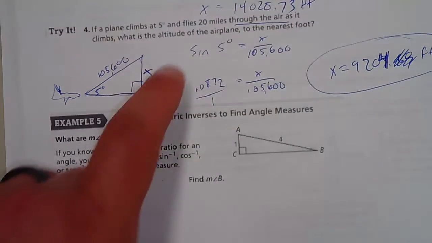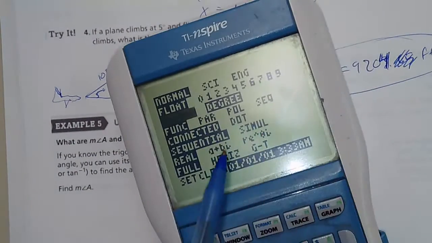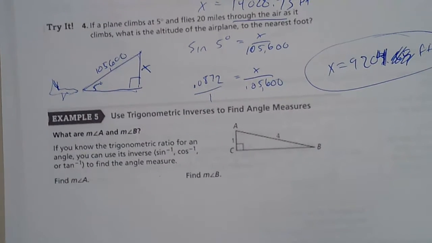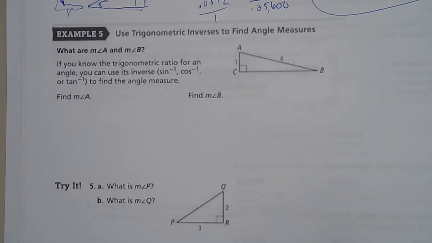Degree is based off degrees, like 5 degrees, 12 degrees, etc. So you do want to make sure you have degree highlighted. Otherwise, you are going to get not these same values I'm getting. All right. So here's a couple solving for side problems. Here's a couple solving for angle problems.